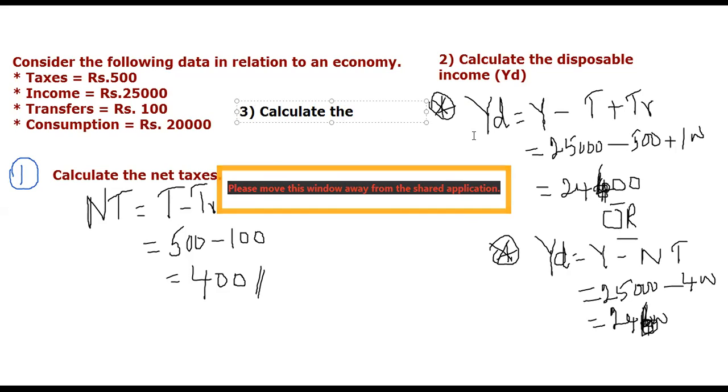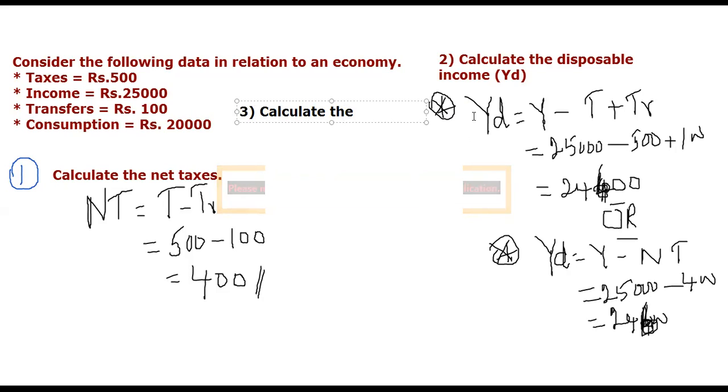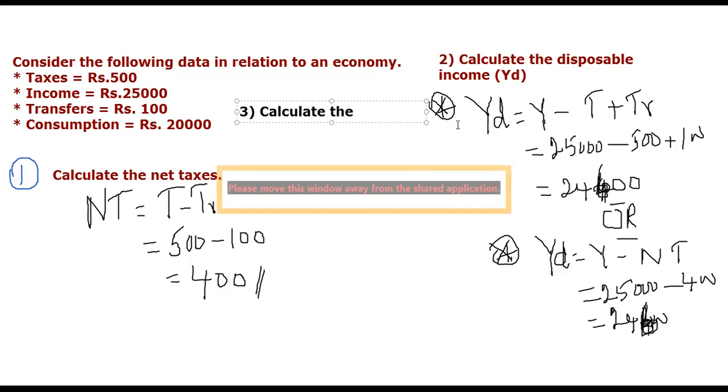Calculate the savings. 25,000 minus 500 is 24,500 plus 100 is 24,600. Otherwise, 25,000 minus 400 is 24,600. Okay, no? Right.